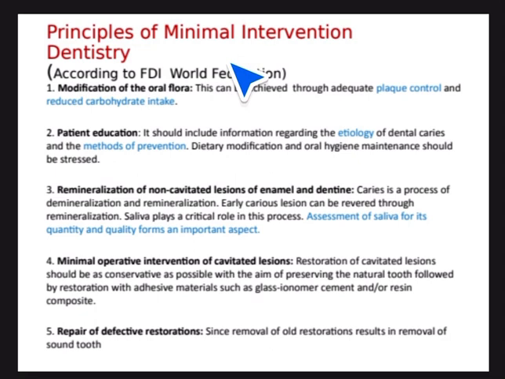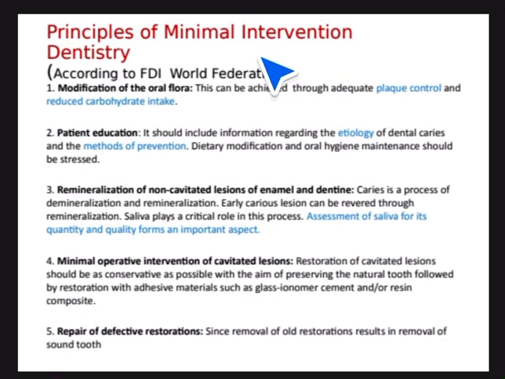Now, what are the principles of minimal intervention dentistry? So how do we do minimal intervention dentistry? Number one, according to the World Federation of Dentistry, what are the principles? Minimal intervention dentistry means the least amount of invasion, the least amount of removal of healthy tissue. How can you stop caries? How can you prevent caries? So let us see what are the principles of minimal intervention dentistry. And then I will show you techniques. Right now, I'm telling you the principles.